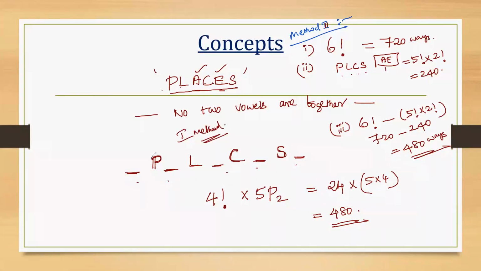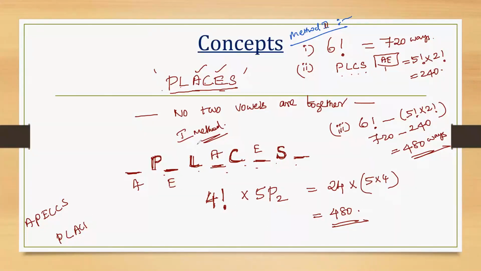So first we need to know that no two vowels are together. For that, first I am arranging the consonants. We have P, L, C, S, 4 consonants. To arrange 4 letters, 4 factorial. Then no two vowels together, right? So I am placing a mark here. If you fill A and E here, then this will be A, P, E, L, C, S. Or if you place A and E here, for example, you will get P, L, A, C, E, S. Like that, we have many options, right?